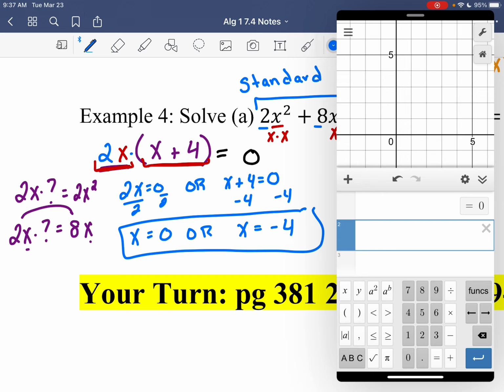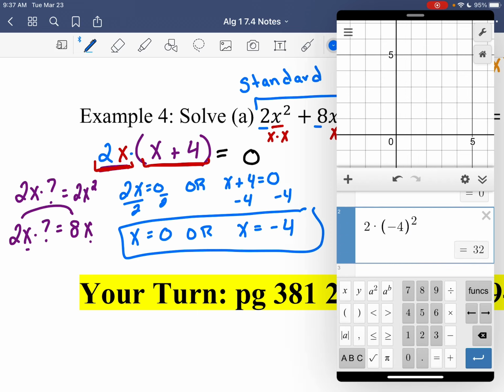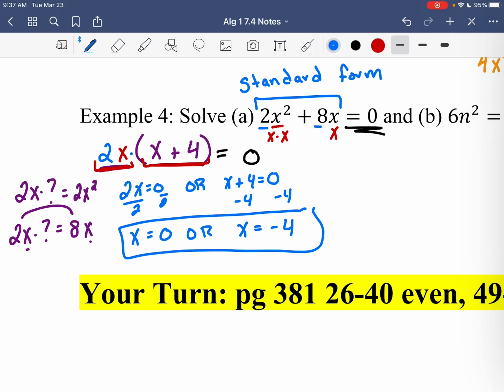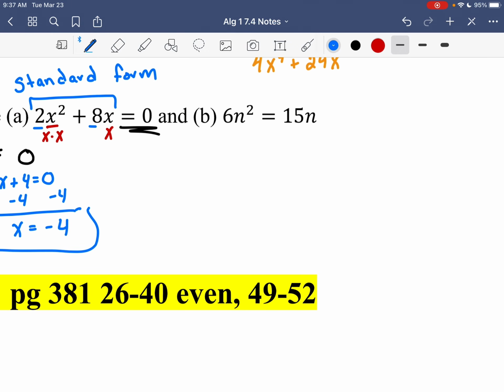That one worked. And then we'll go 2 times negative 4, oh, better put that in parentheses, negative 4 squared plus 8 times negative 4 is also 0. So those both worked. I got 0 for both of them. Job well done. All right, next.